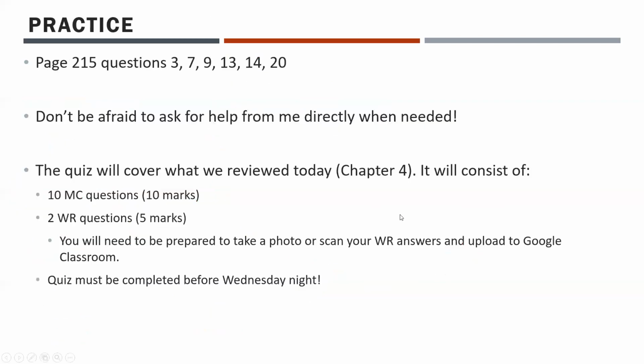Okay, that went for longer than I was hoping, but still, I think you should get a little bit of practice in here. Page 215, questions 3, 7, 9, 13, 14, 20. If you see a couple questions in there and you're like, okay, I know how to do them, then skip them, right? Try some of these questions though. These questions I've handpicked because they're very similar to the ones you can expect on that quiz tomorrow. And again, as always, don't be afraid to ask for help from me directly when needed. You can send me an email, you can send me a reminder. If you want to have a one-on-one Zoom meeting for me to go through something with you, we can do that. Just give me a little bit of notice so I can make sure I'm getting ready for that, right?